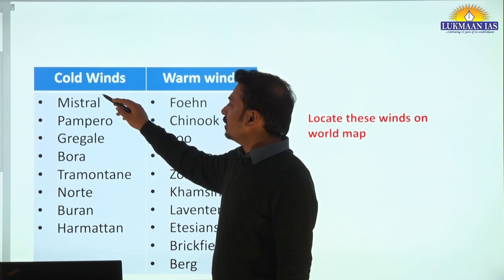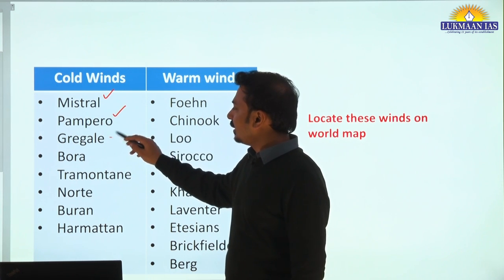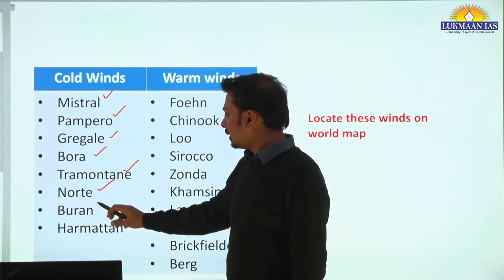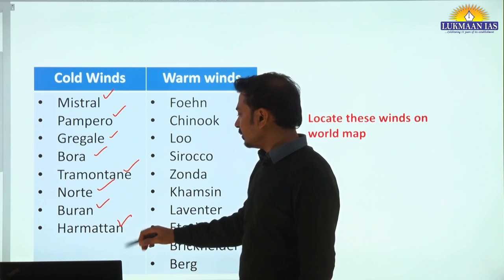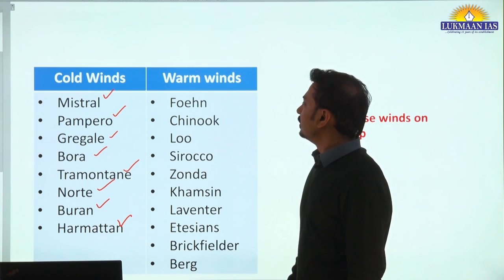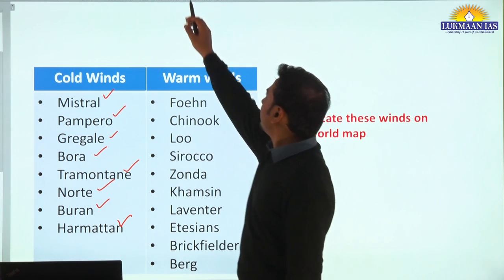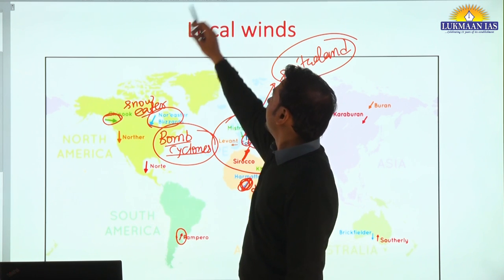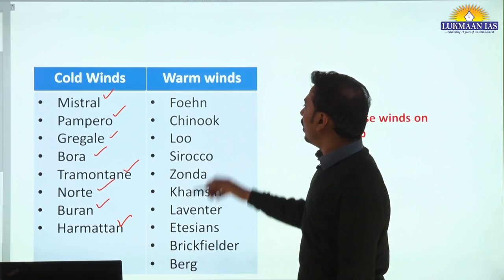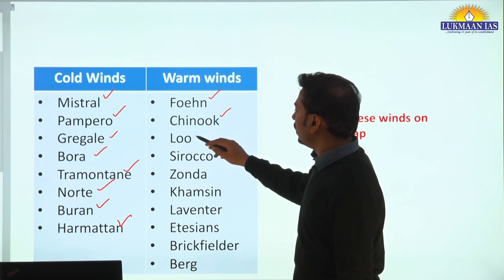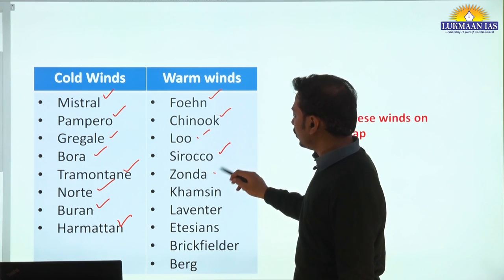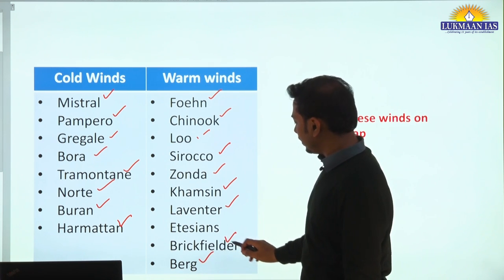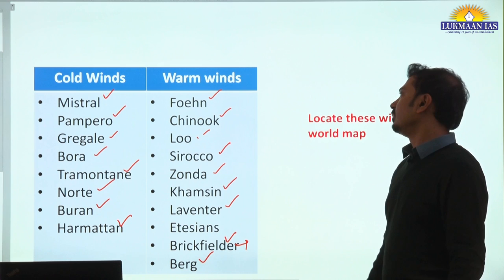Again, I am revising. Mistral, Pampero, Gregal, Bora, or Tramontane, Norte, Buran, and Harmattan. All of these are cold winds. Okay. मैंने warm बोला है क्या यहाँ पे? Cold है वो. ठीक है. ये cold wind है. Yes. Now, warm winds: Fawn, Chinook, Loo, Sirocco, Zonda, Khamsin, Lavender, or Berg, Brickfielder in Australia. ये क्या है सारे? Warm winds.